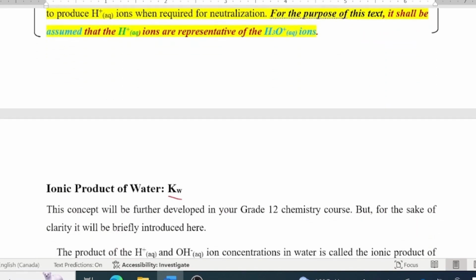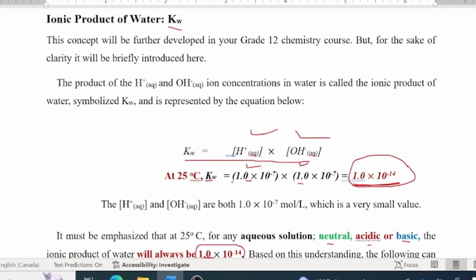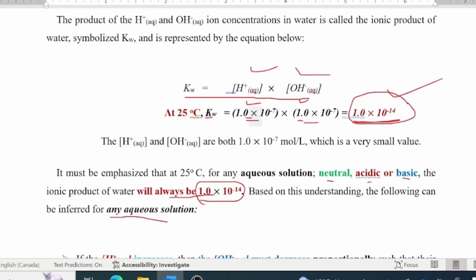So what we're saying here is that at 25 degrees Celsius, because this is a constant value, we can multiply that and we call that value Kw, which is 1 times 10 to the negative 14. So the point being made, regardless if it's pure water, a basic solution, or an acidic solution, the Kw of water must stay constant at 25 degrees Celsius.